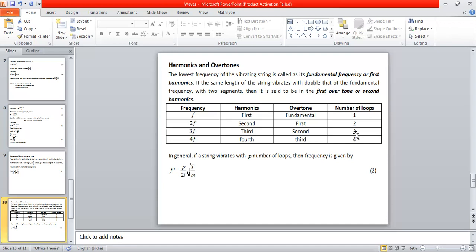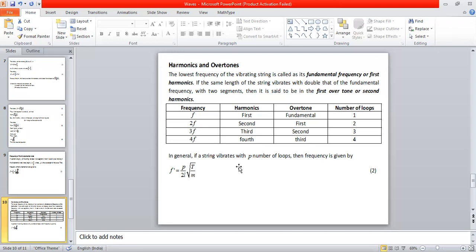If it is vibrating with 3 loops, then it is called a second overtone, or it is also called a third harmonic. Then the frequency is 3 times f, where f is the fundamental note frequency. If it is vibrating with 4 loops, we say that it is vibrating in the third overtone, or it is also called a fourth harmonic. So the frequency is 4f.